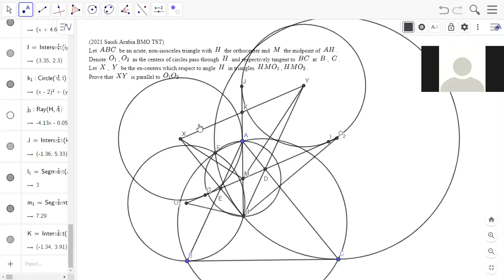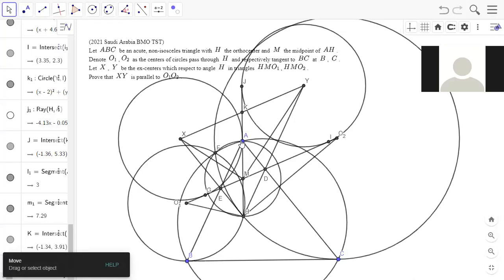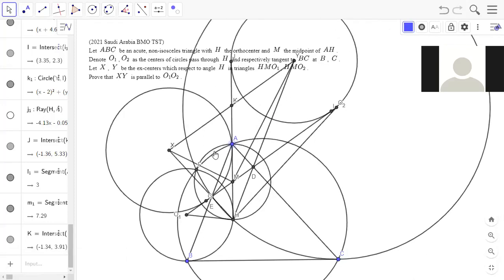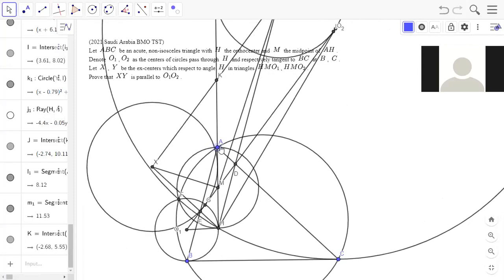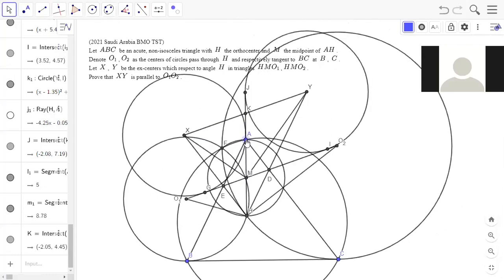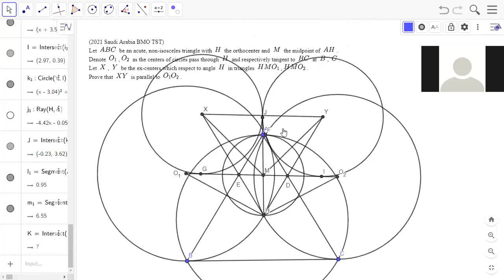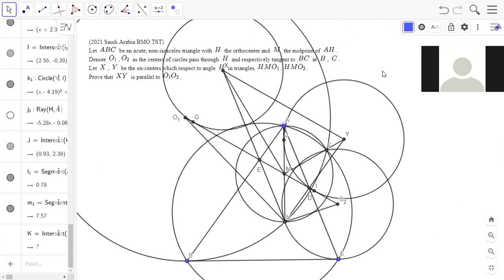These two circles almost look the same size. I wonder if that's true. Like if I move things around, are those circles the same size? It looks like it, doesn't it? I think they are.